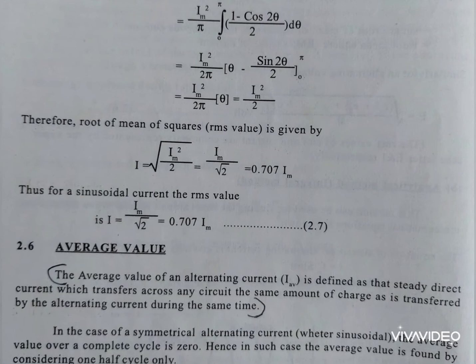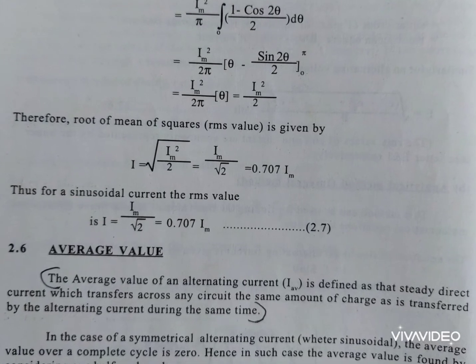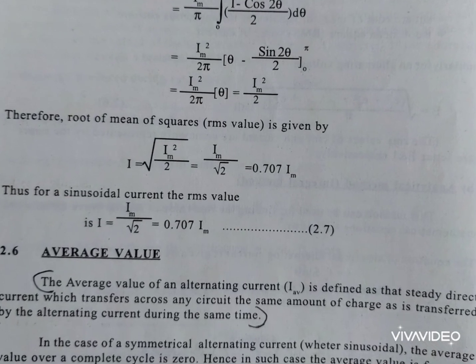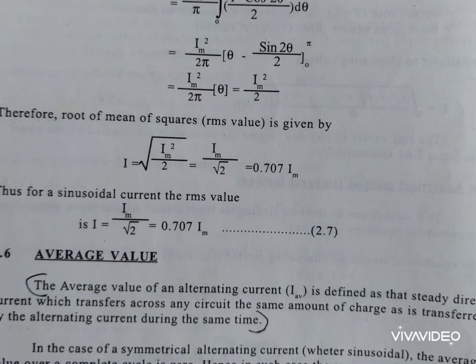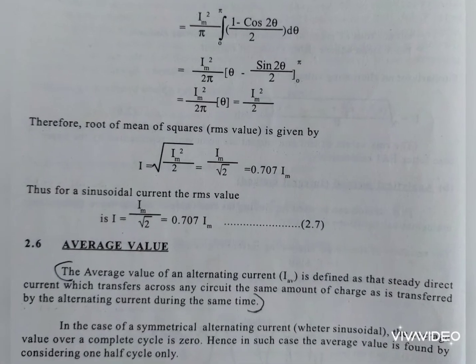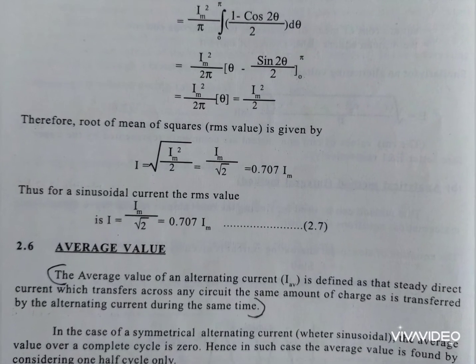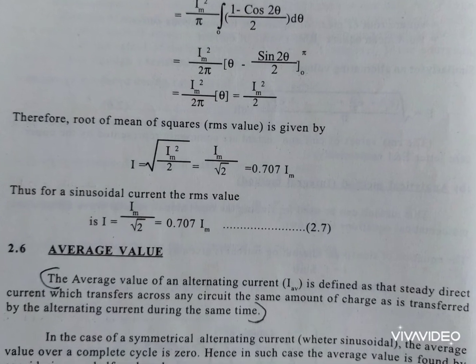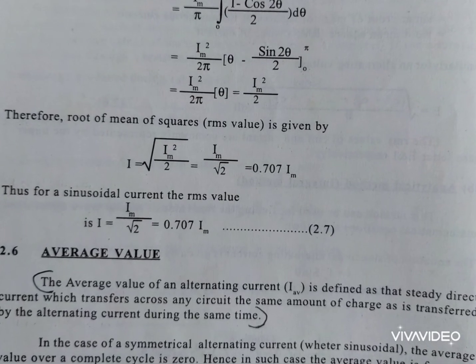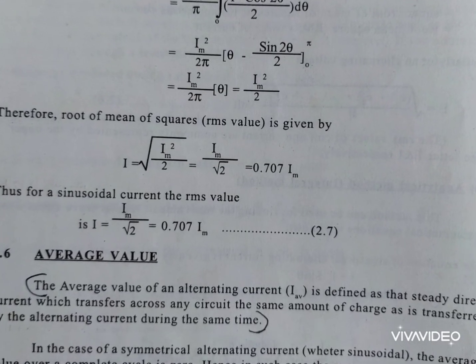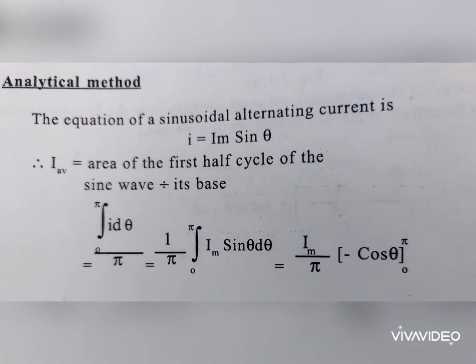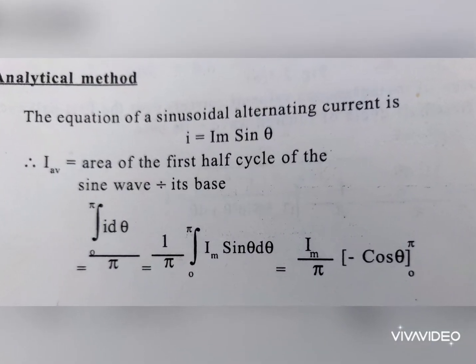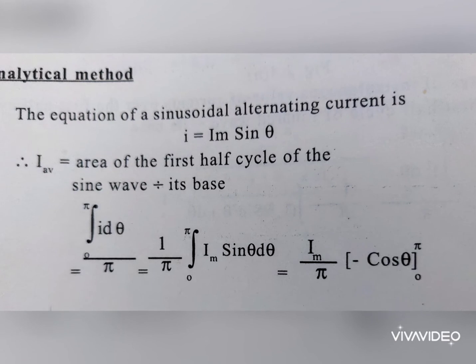So average value depends upon the amount of charge transferred. In the case of a symmetrical alternating current, the average value over a complete cycle is 0. So we take only the half cycle for calculating the average value. In this method, we use the analytical method, not the mid-ordinate method.